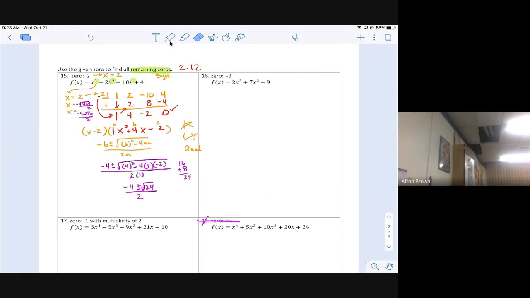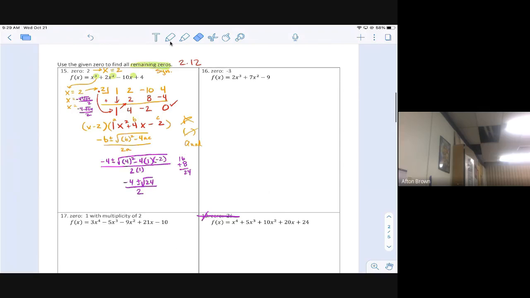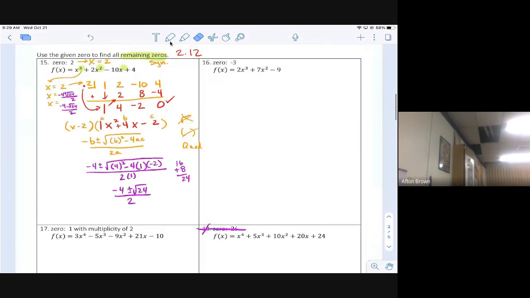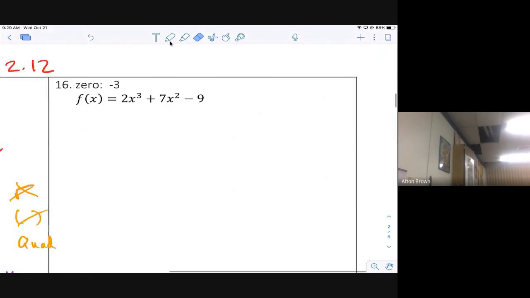So 16 and 17. 16 is almost exactly like 15, so 16 is the one I want you to do on your own. But first, what's one thing you notice about 16? It looks harder. It's actually not any harder. There's a missing 0. So just set up the synthetic division, and then we're going to skip the rest of this, and you will finish it on your own and check the key on camera.